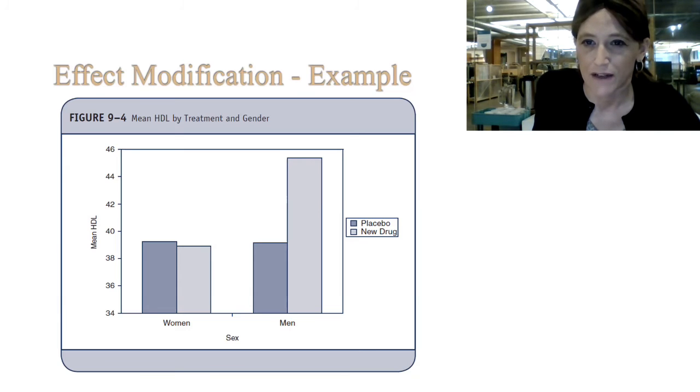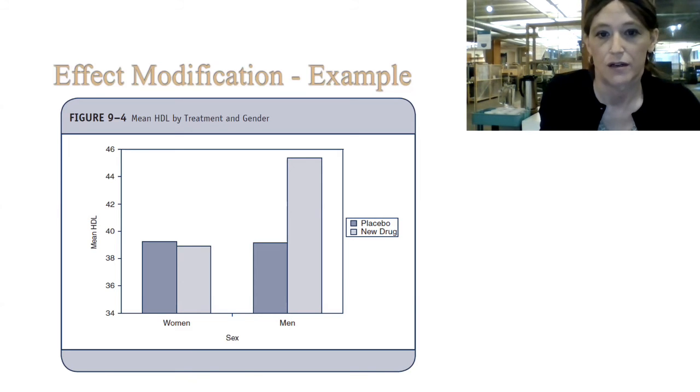So when we're testing for effect modification or looking for effect modification, sometimes we have to make sure that we don't just use our eyes, and we do make sure that there's a really meaningful difference happening. So here's an example of where in a treatment study, we see a difference between placebo and a new drug among men and women. Among women, it looked like there was no effect of the new treatment, whereas in men, it does look like the drug is having an effect on HDL, which is the good form of cholesterol.